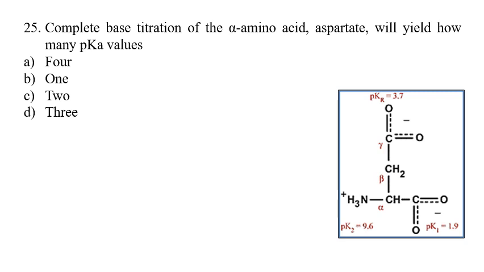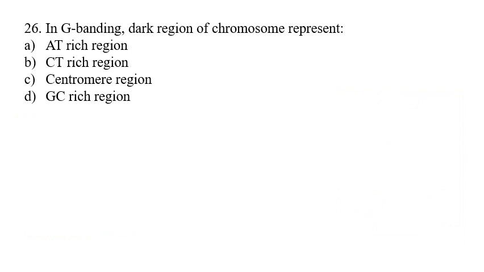Complete base titration of the alpha amino acid aspartate will yield how many pK values? Because aspartate has 3 proton exchange centers: 1, 2 and 3. So it has 3 proton exchange centers, so it can be represented by 3 pKa. pKa1 is equal to 1.9, pKa2 is 9.6 and pKa3 is 3.7. So the correct option would be D.